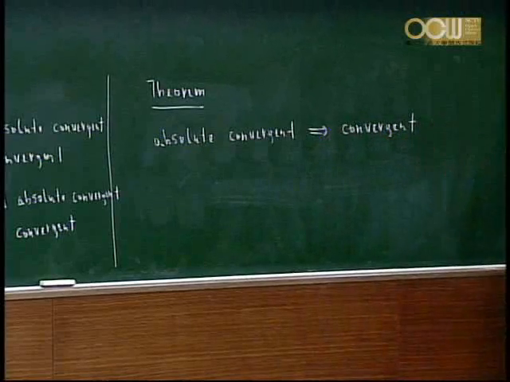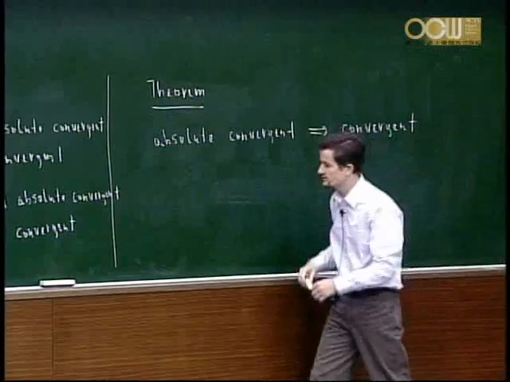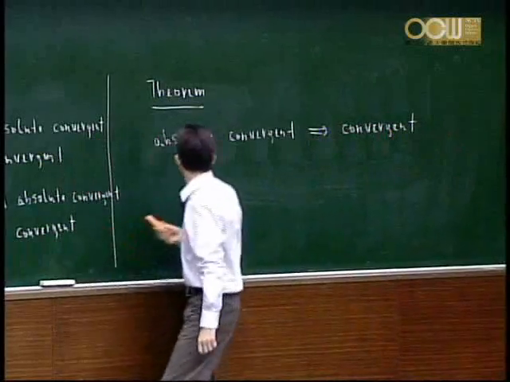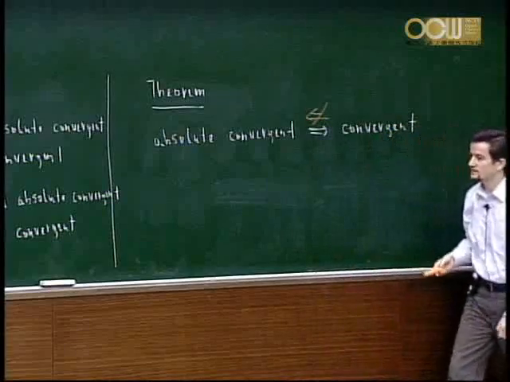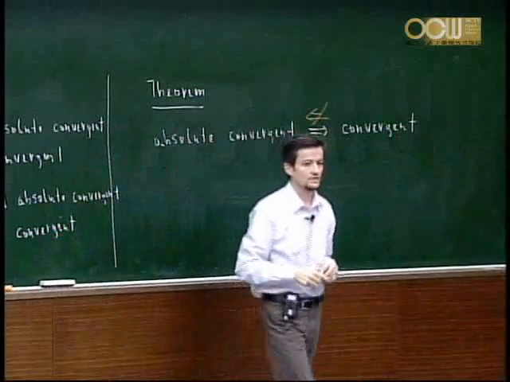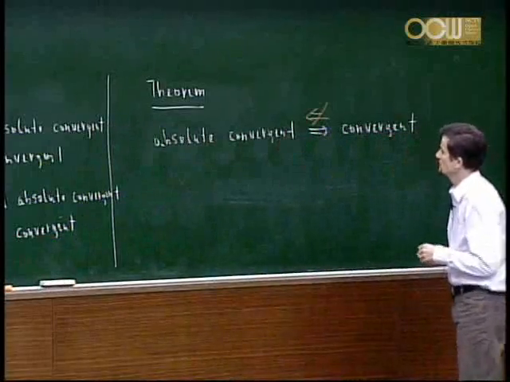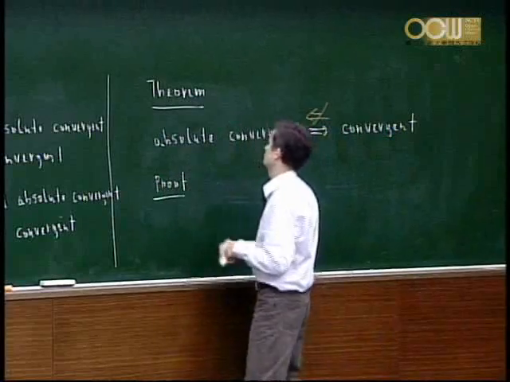Okay, but absolute convergence is really a stronger property than convergence, which means that this direction is wrong. Here's an example. But still, this is a convenient tool. So the proof here is actually very nice.